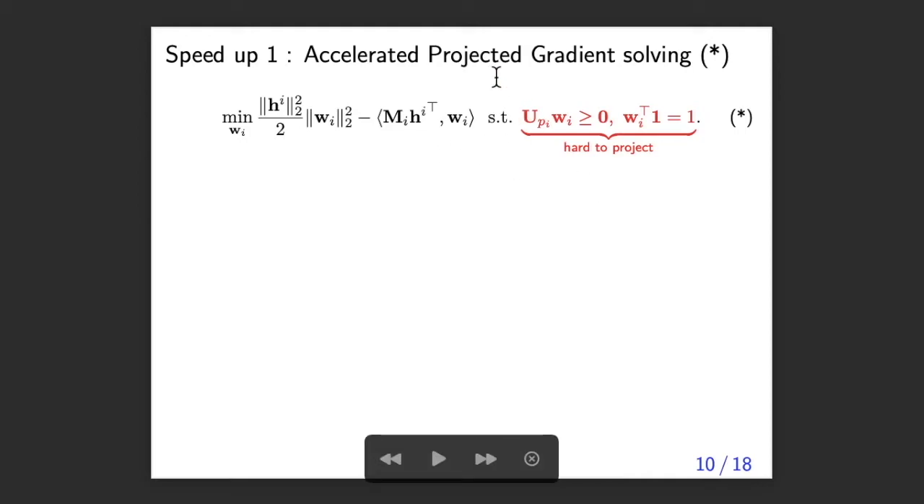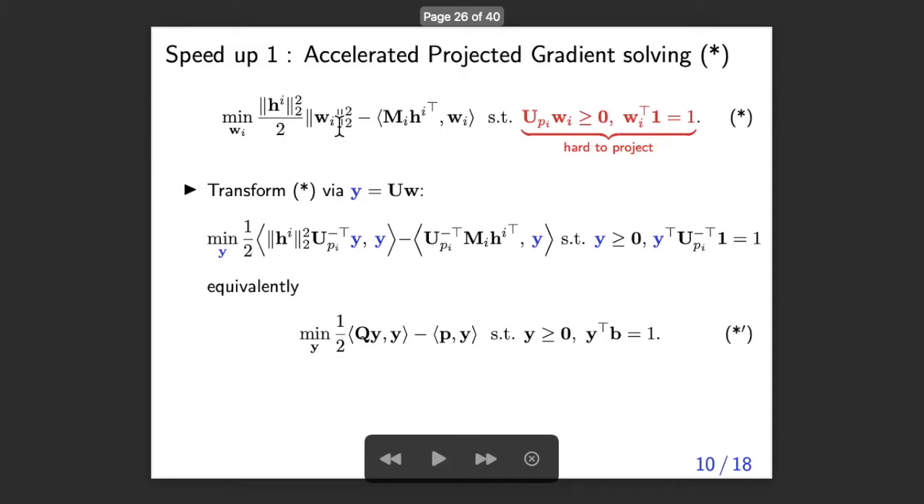Now I will go very fast on accelerated projected gradient for solving star. You solve it by projected gradient, so you need to project, and this red part is very hard to project. So we do a variable transform. This variable is U times w, so we call it y. After the transform, the star problem can be expressed in this form, which in simplified terms is this problem, star prime. We solve star prime, then we get y star. This solution can be transferred back to a w star by this relation.